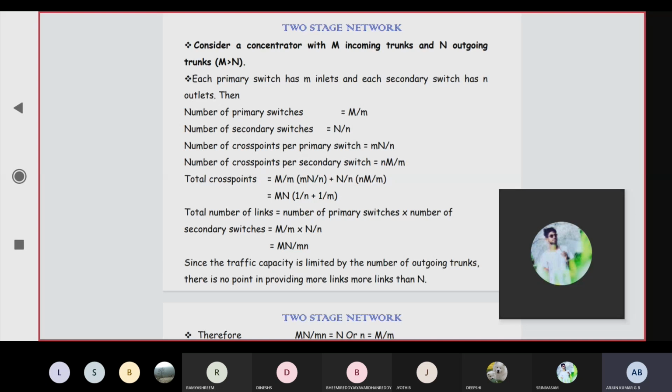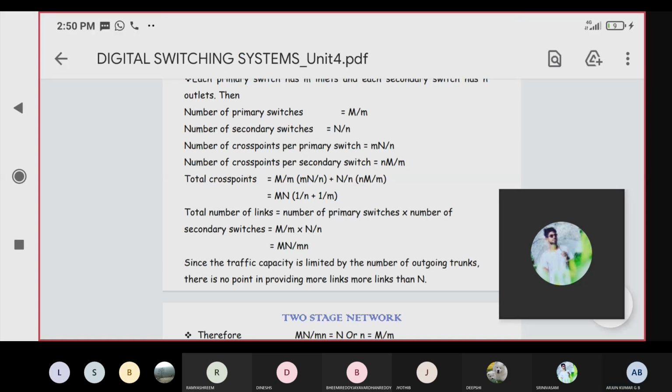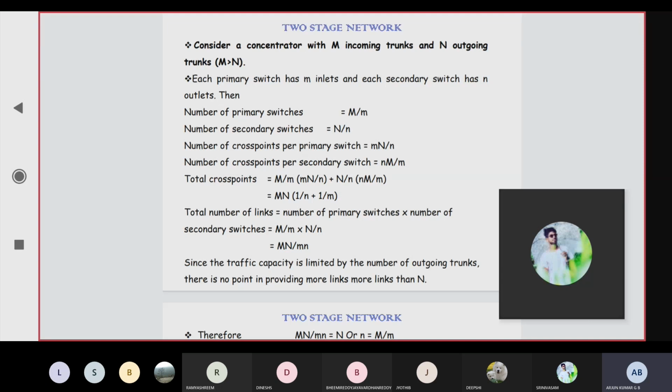Then the total number of links. The total number of links should be the number of primary switches into the number of secondary switches, so there is a link. The number of primary switches is M by small m, into N by small n. Then we'll get capital M N divided by small m n.